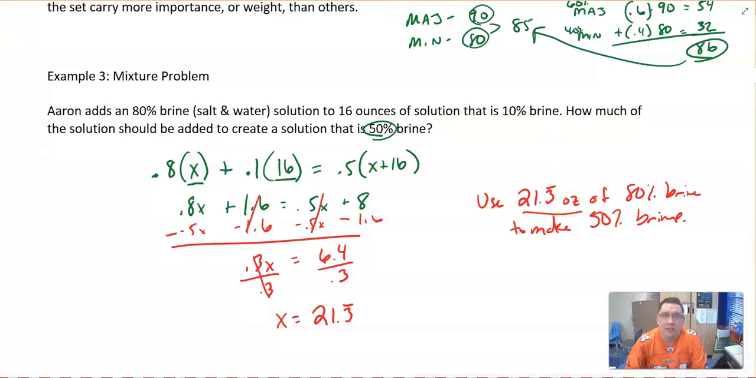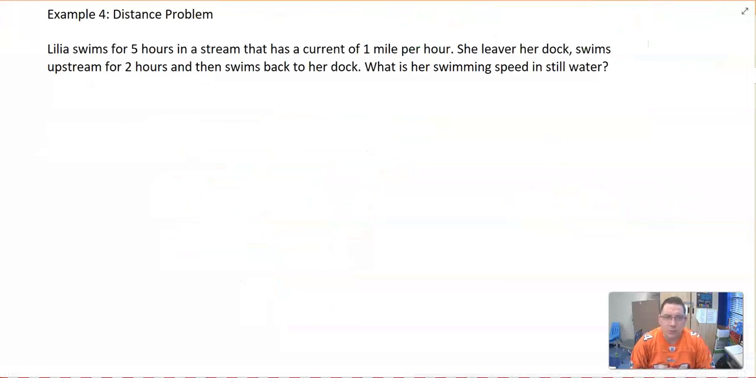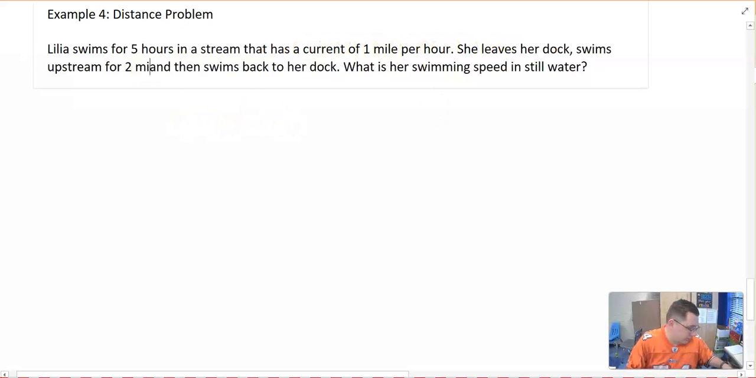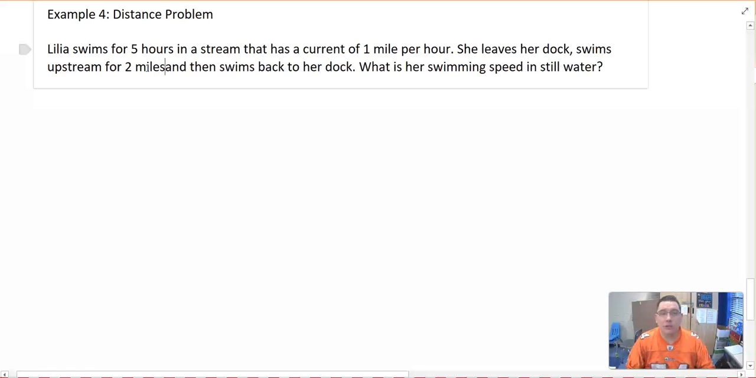Let's look at the next word problem. So in example 4 here, we're looking at a distance problem. Lila swims for 5 hours in a stream that has a current of 1 mile per hour. She leaves her dock, swims upstream for 2 miles, and sorry, there was a typo in the problem, but it's 2 miles, and then she swims back to the dock. So what is her swimming speed in still water?